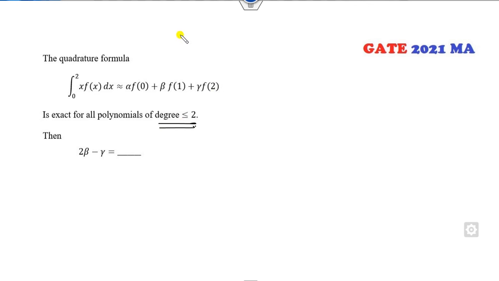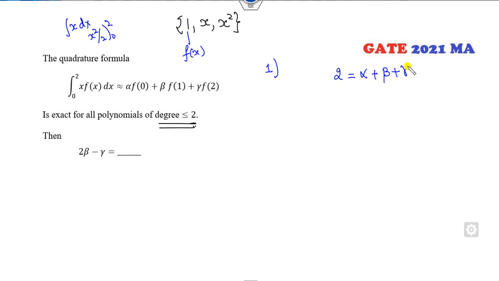Now again the degree is less than or equal to 2. So my bases are 1, x and x square. So let's start with the 1. If I take f of x as 1, the integration of the left hand side will be x dx, x square by 2 from 0 to 2. So it is 2. Right hand side is alpha plus beta plus gamma. If I take x, integration is x square, it's x cube over 3 from 0 to 2. It's 8 over 3. If I take x on the right, it's 0, it's beta plus 2 gamma.